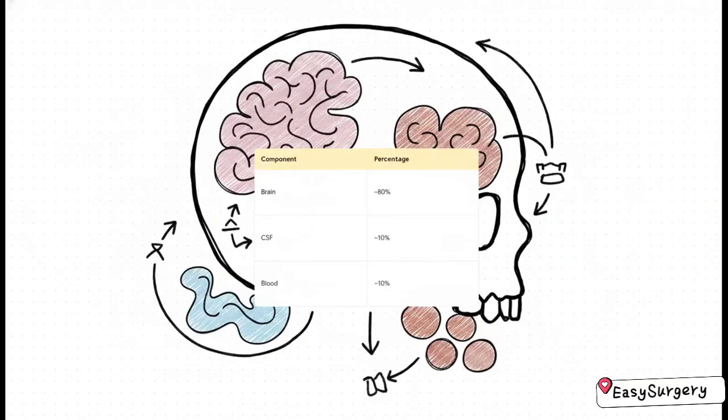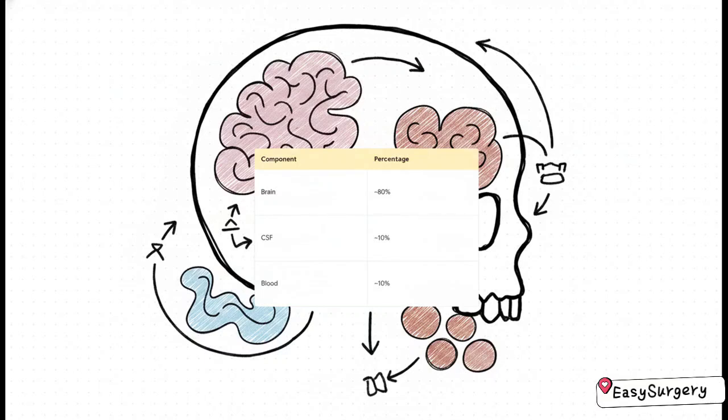Pay close attention here, because this is a massive board favorite. The Monro-Kellie doctrine explains the delicate balance inside the skull. Let's look at the components. The brain makes up roughly 80% of this space, with CSF at about 10% and blood taking up the final 10%. The core principle here is that the skull is rigid and fixed volume.